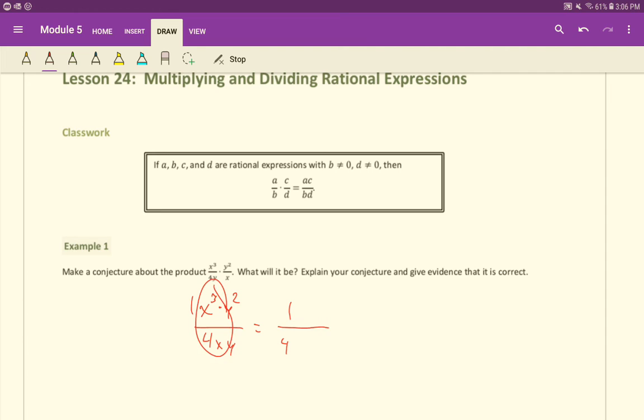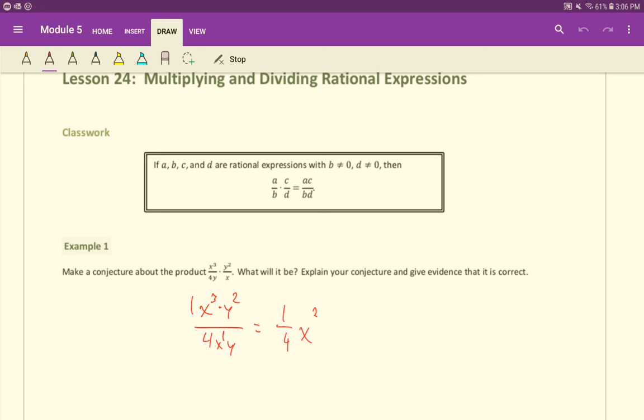But we do have an x to the third and an x, and remember x by itself has what exponent? It has an exponent of 1, right? And so when we divide, and we have the same base, so the x here and the x here have the same base, what do we do with the exponents, 3 and 1? We subtract them. So it's going to be 1 over 4. X cubed divided by x to the 1 is x to the second, like that.